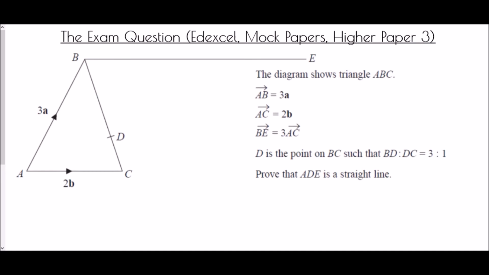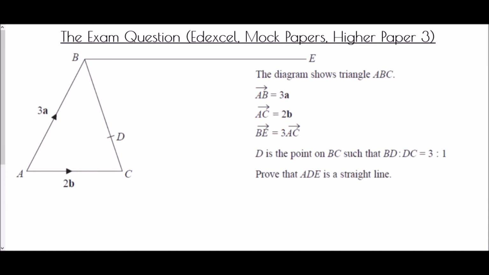Okay, so we finish with the exam question. It came from the Edexcel mock papers and it was on higher paper 3. We've got a diagram given, some information about it, and we're told that D is the point on BC such that BD to DC is 3 to 1, and we need to prove that ADE is a straight line.